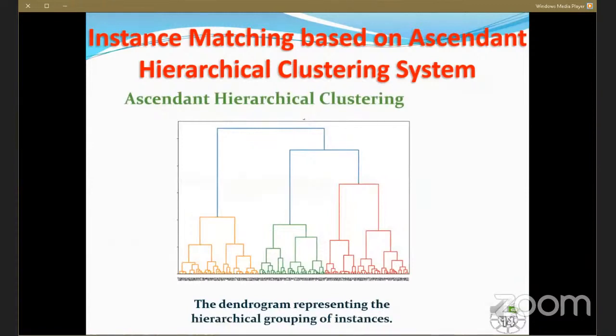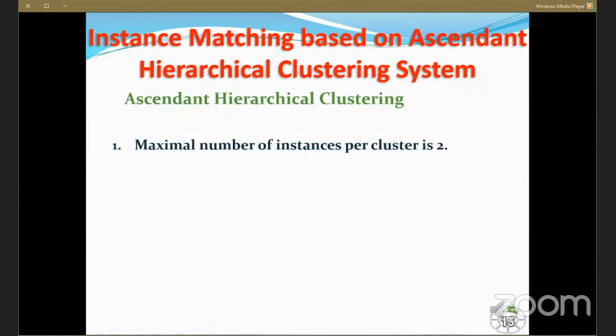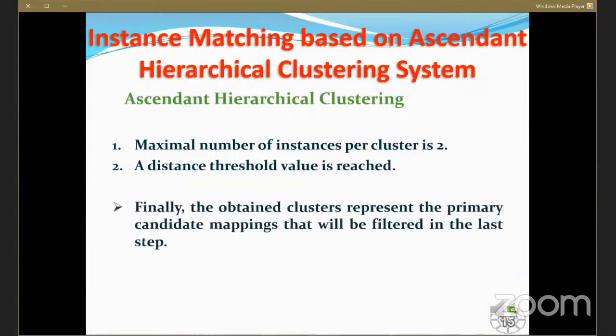Before interpreting the obtained results and scaling out similar documents, the obtained dendrogram tree is cut using two specified heuristic rules. The first one, the maximal number of instances per cluster is 2. Then, a threshold value is reached. Finally, each obtained cluster containing two instances is interpreted as a mapping between those instances, and the set of obtained mappings will be filtered in the last step based on some specified filter patterns.